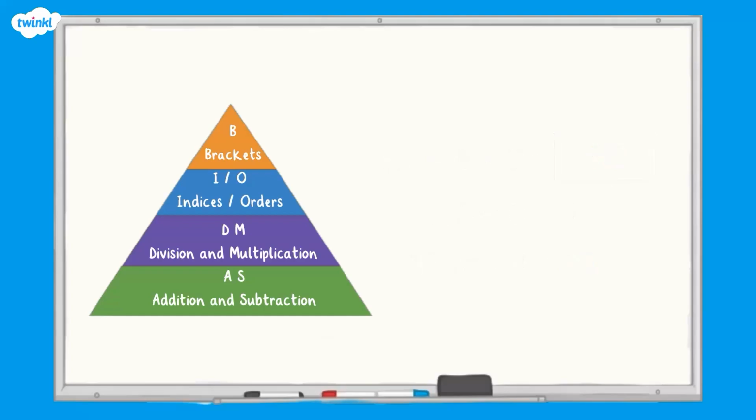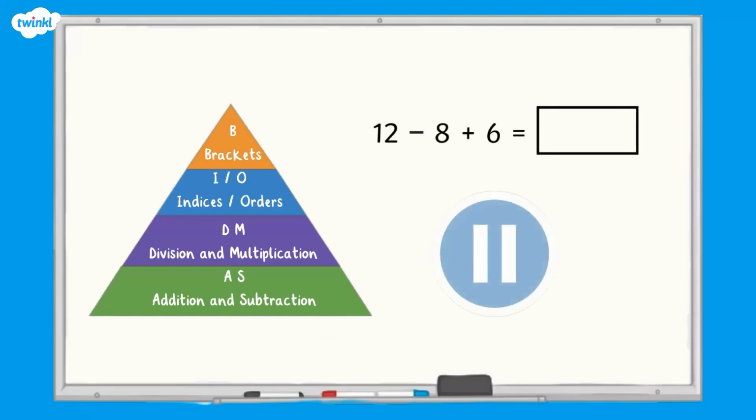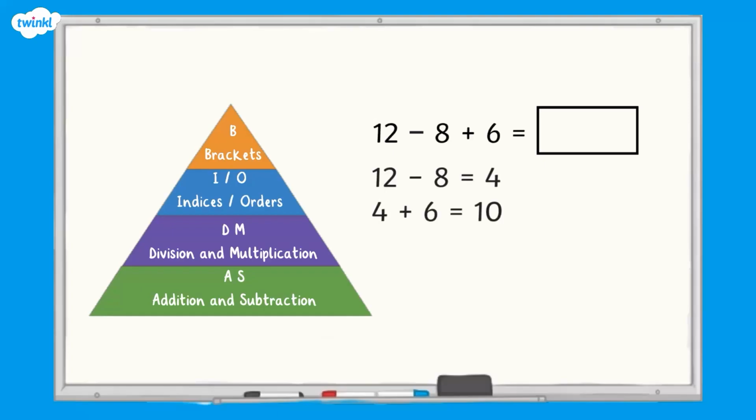Let's apply the rules to the following calculations. Pause after each one and then check if you were correct. 12 subtract 8 add 6. This calculation involves subtraction and addition. Because they are on the same level of the triangle, they have equal importance, so we just work from left to right as usual. 12 subtract 8 equals 4, and 4 add 6 equals 10, so the answer is 10.